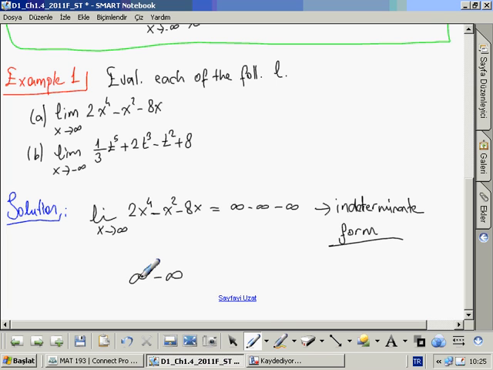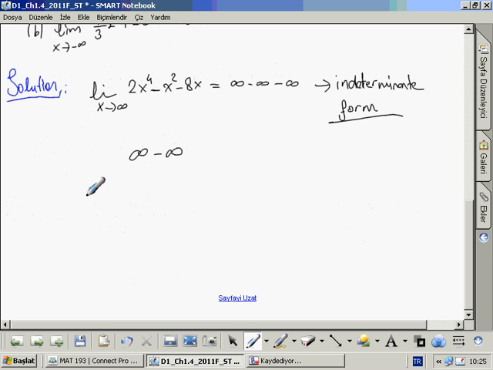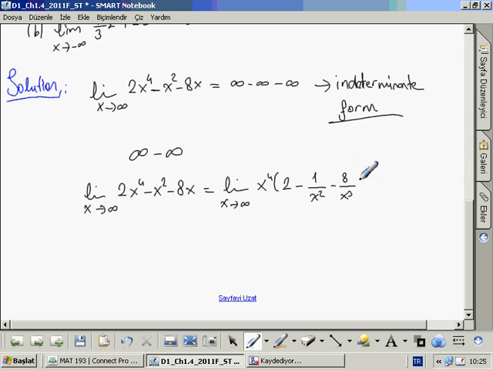So we need a way to get around this problem. What we will do here is factor the largest power of x out of the whole polynomial. I mean that the limit as x goes to infinity of 2x to the power of 4 minus x squared minus 8x equals the limit as x goes to infinity of x to the power of 4 times (2 minus 1 over x squared minus 8 over x cubed).